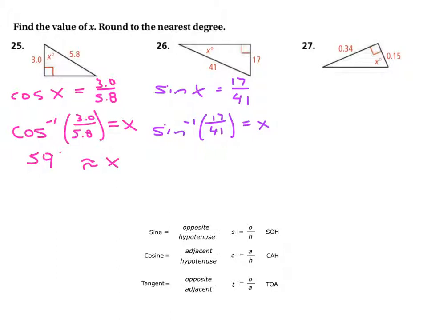So second button, sine. So we get inverse sine, 17 divided by 41, close parentheses, 24.49. I'm going to write this down actually because it's just worth it. 24.49627 blah blah blah, approximately equal to what x is. Remember, we're rounding to the nearest one.